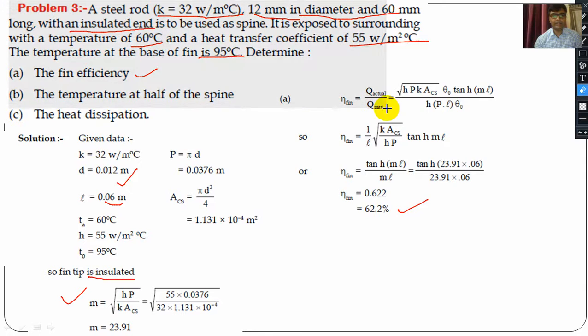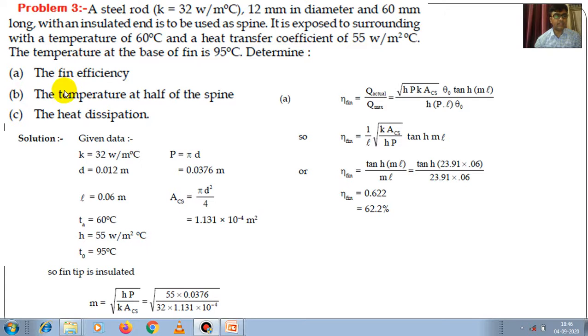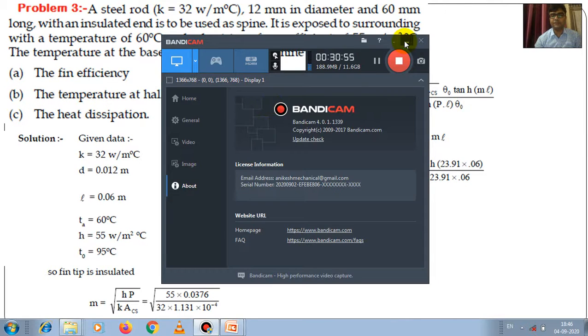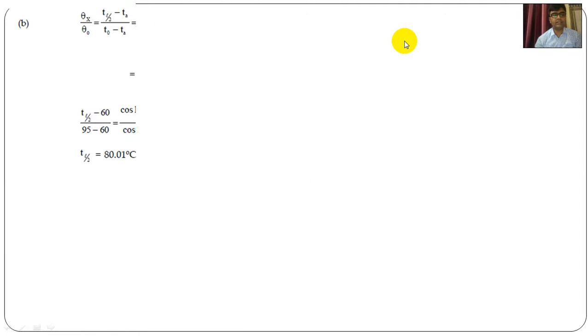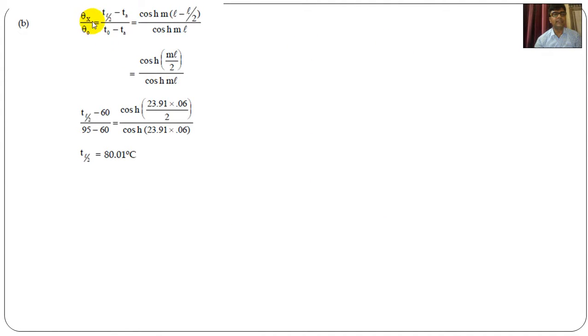So now next problem is the temperature at the half of the spine. The temperature profile theta x upon theta naught is equal to T(L/2) minus T infinity upon T naught minus T infinity. Why T(L/2)? Because we need to calculate the temperature at the mid of the fin. So x is equal to L by 2. You just put x is equal to L by 2, so this is cosh m(L minus L by 2) divided by cosh mL. So it comes cosh m L by 2 upon cosh mL. So this is that T(L/2).